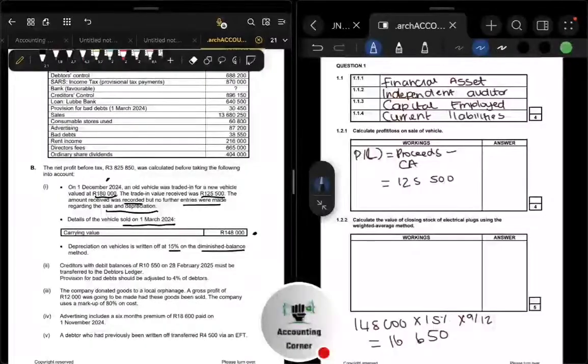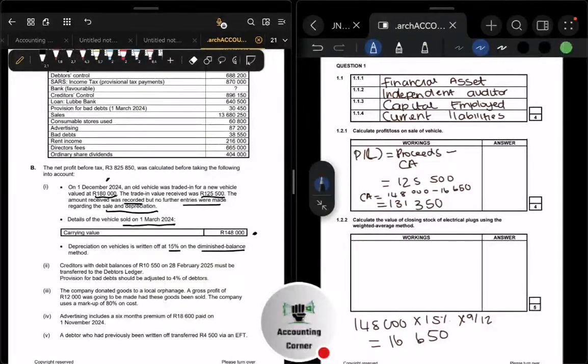Okay, so now to calculate our carrying amount, we would say our carrying amount is equal to the 148,000 we had at the beginning minus this depreciation for the year of 16,650, which will then equal 148,000 minus 16,650, which then gives us 131,350.